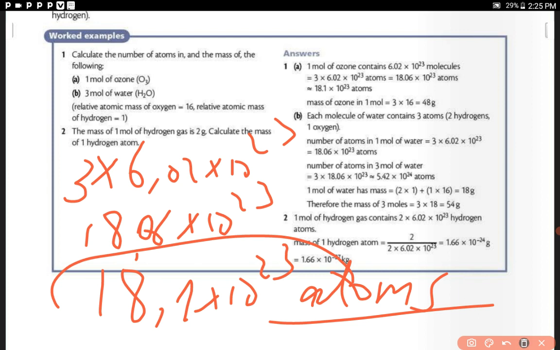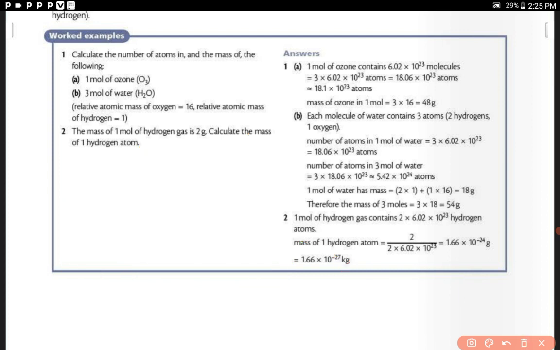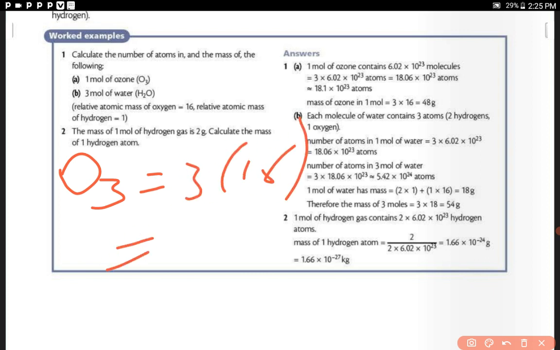All right, now the mass of 1 mole of ozone. Ozone is O3. The mass of 1 mole of a substance is the molar mass of that substance. So here it is just 3 times what? 16. It gives you what? 48 grams. That is the mass.